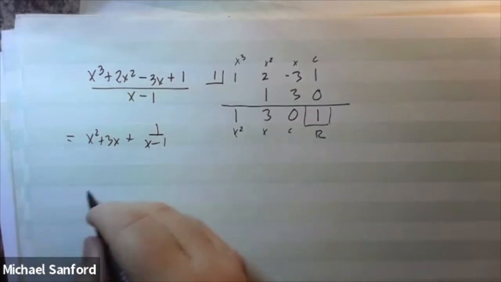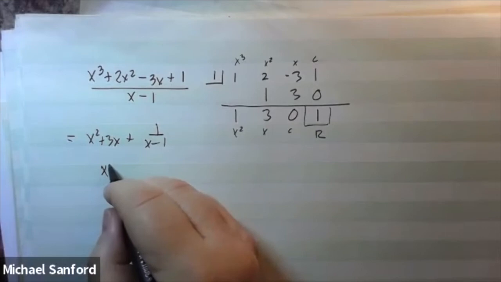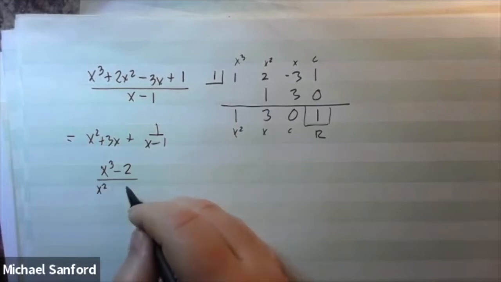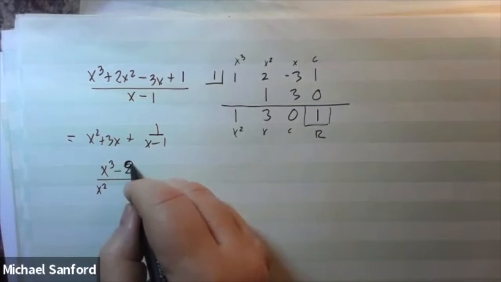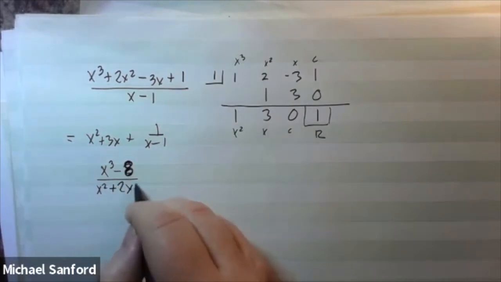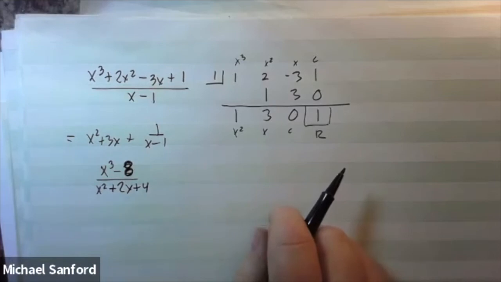All right, let's try this one. Let's say we have something x cubed minus 2 divided by x squared. Oh, you know, let's do it x cubed minus 8. I want it to work out to be something specific. So let's say this is x squared plus 2x plus 4. All right.